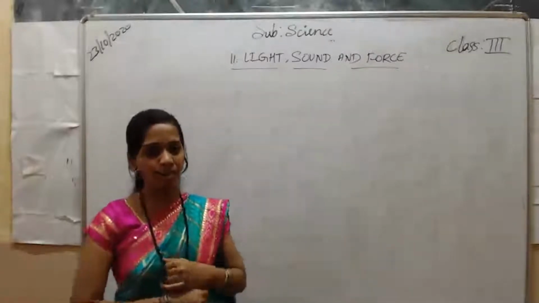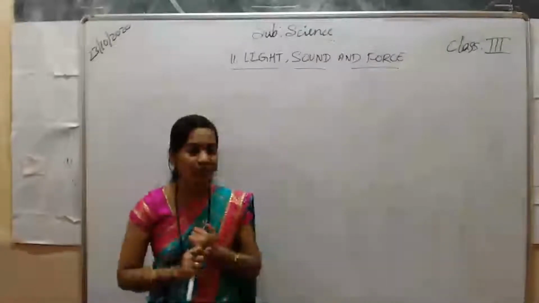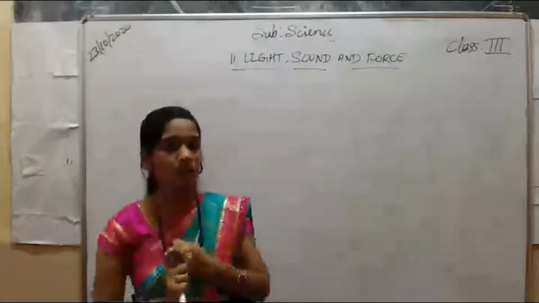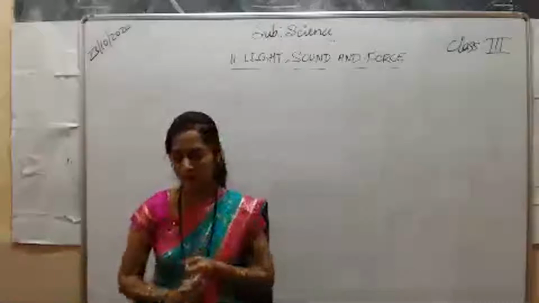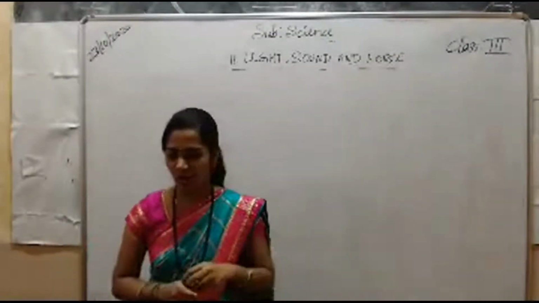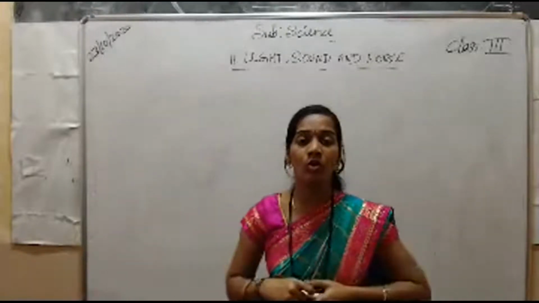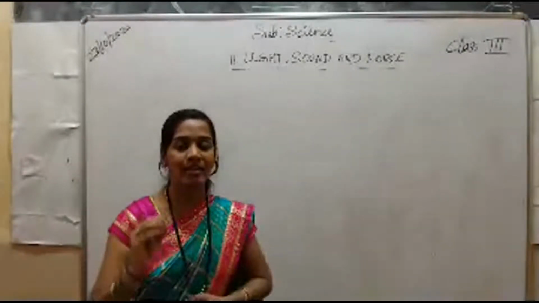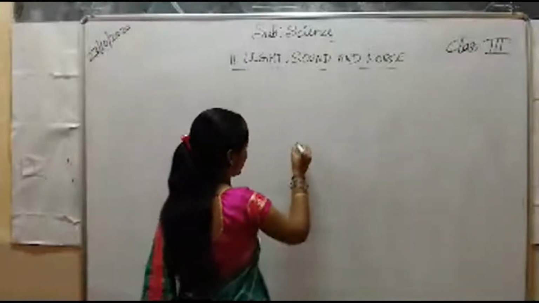Otherwise, also the candle. If you see, the candle also gives us light. The mobile also; if you switch it on, you will get the light emitted. Next, the torch. If you switch on the torch, you can see the light. Then bulbs, tube lights. All these things give out light. That's why the things which give out light are called luminous objects.